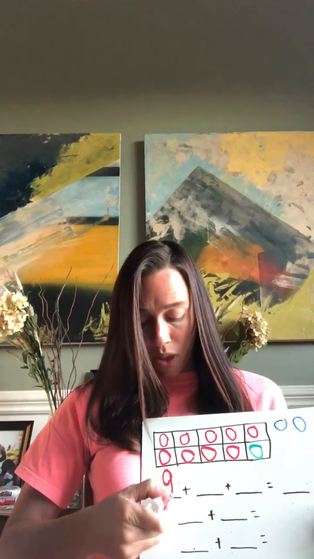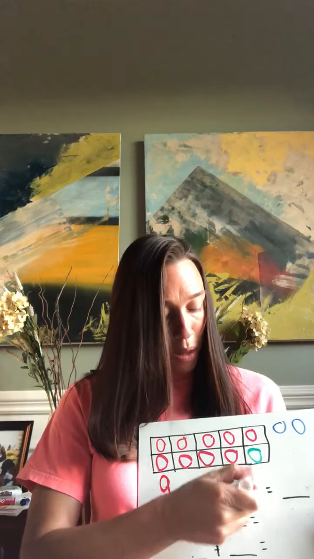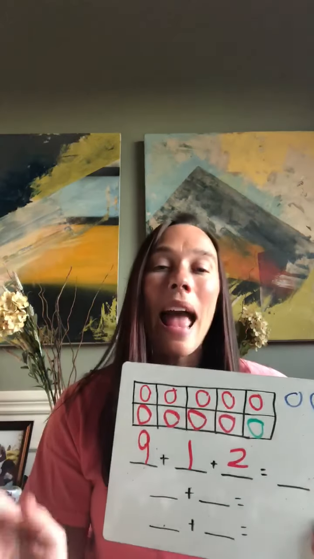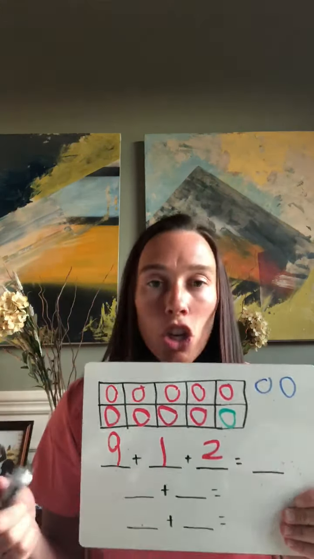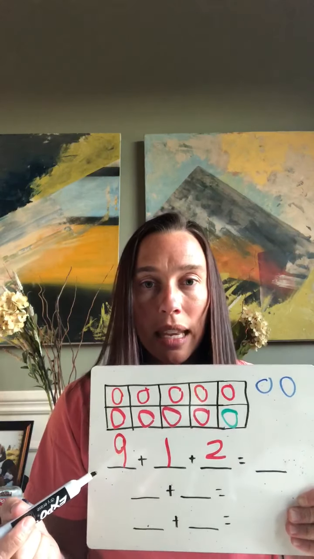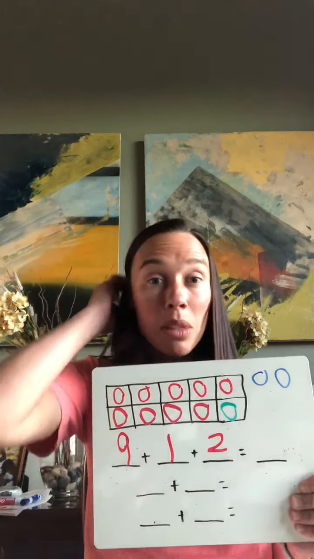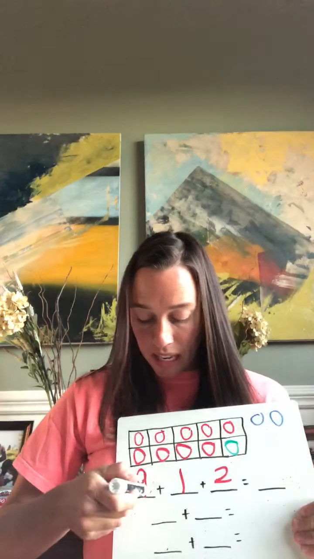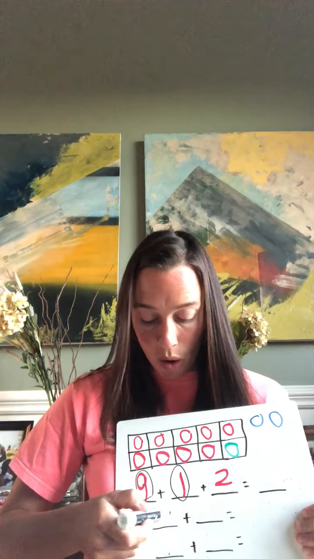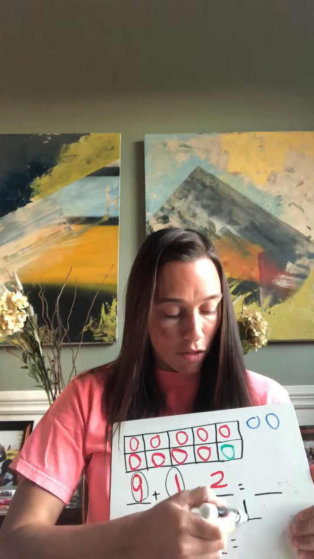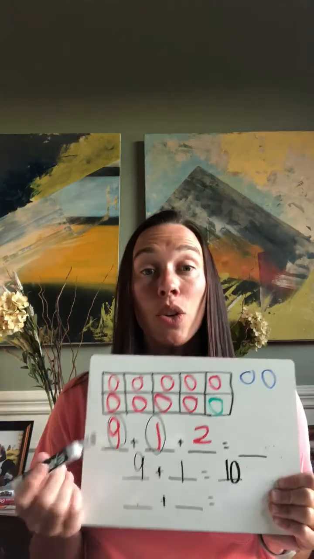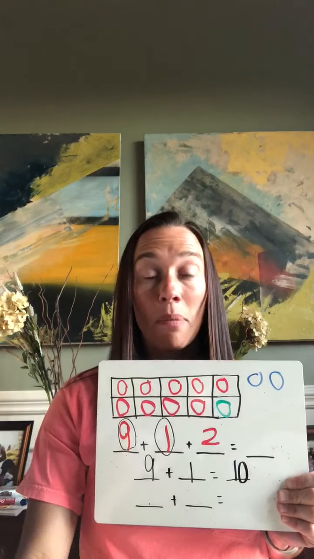So we started out with 9 plus 1 plus 2. But I don't want to add all of those. I want to come up with a 10. Can you tell me which two numbers are 10? You should be able to because we did it right here. 9 and 1. So I'm going to come down here and say 9 plus 1, and that's going to give me a total of 10. Do you agree? Same thing that's in my 10 frame.